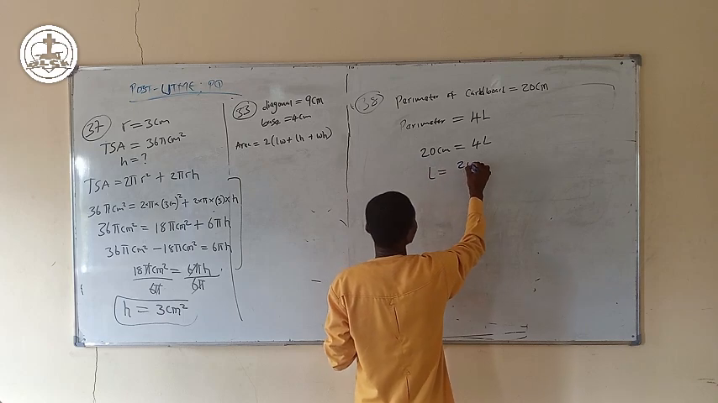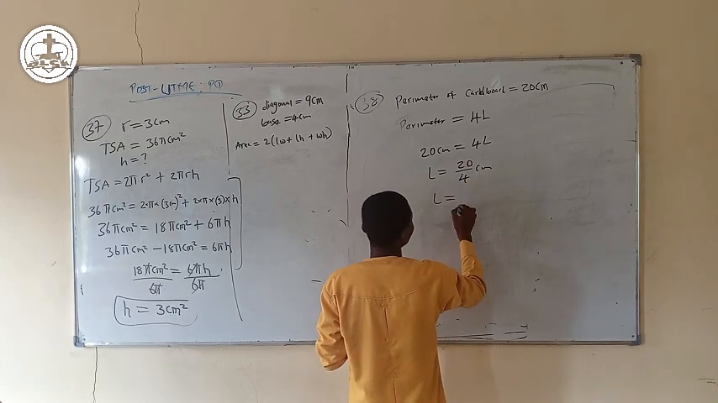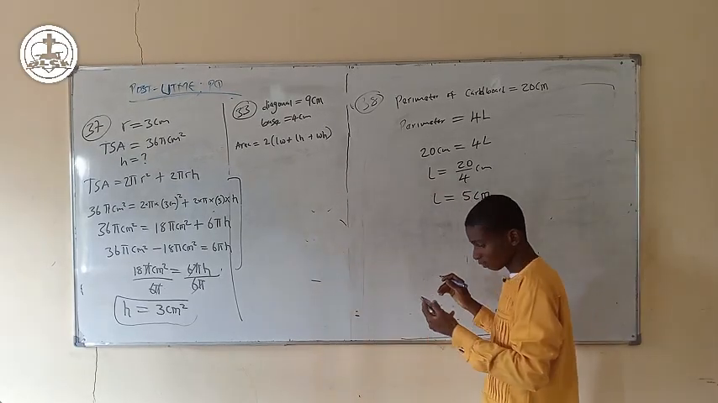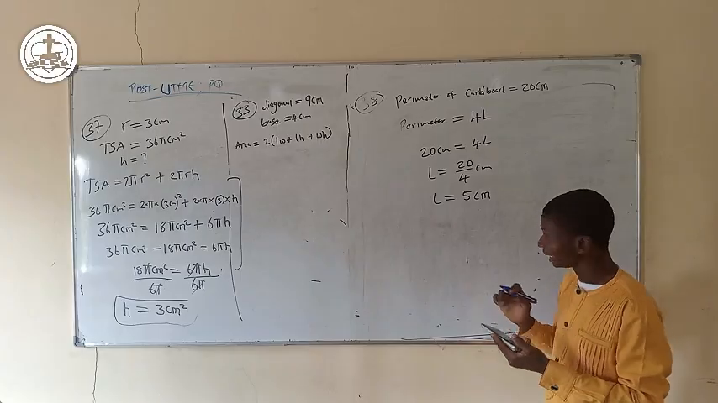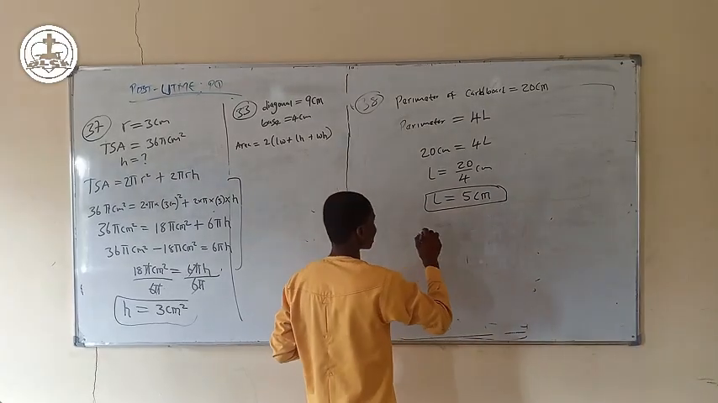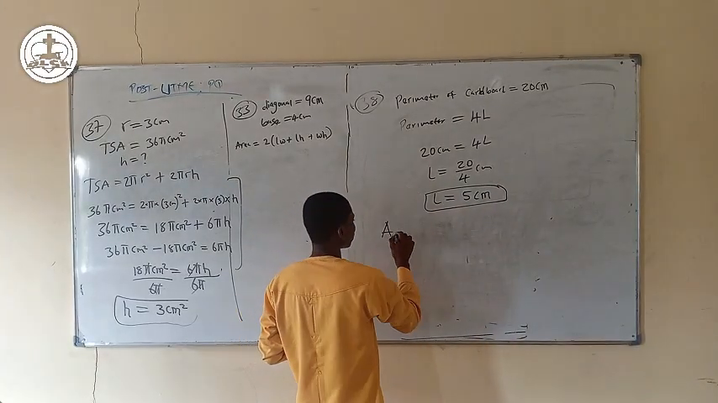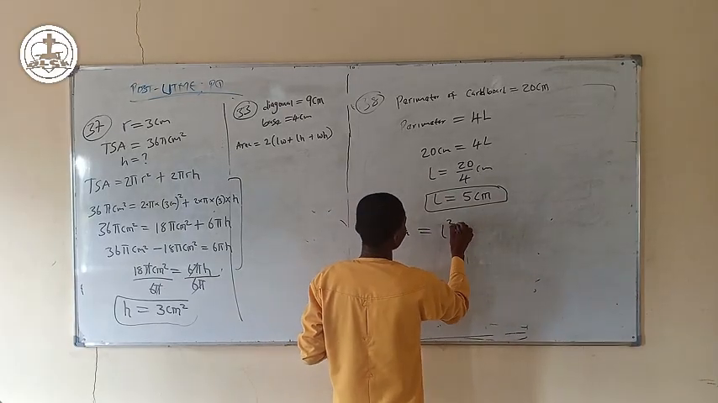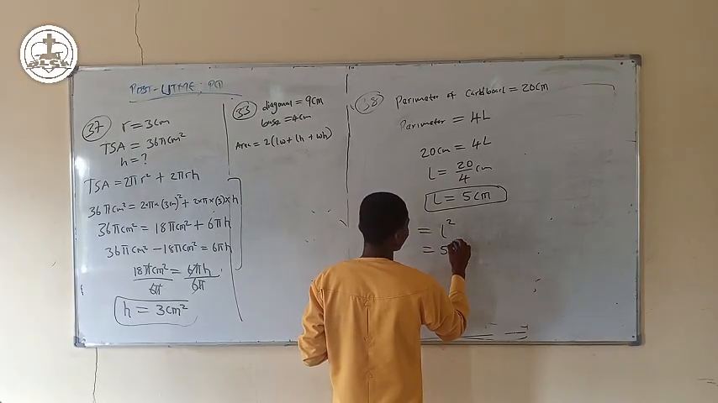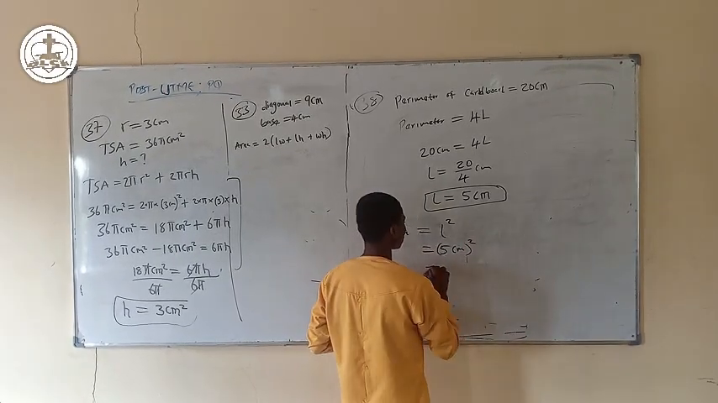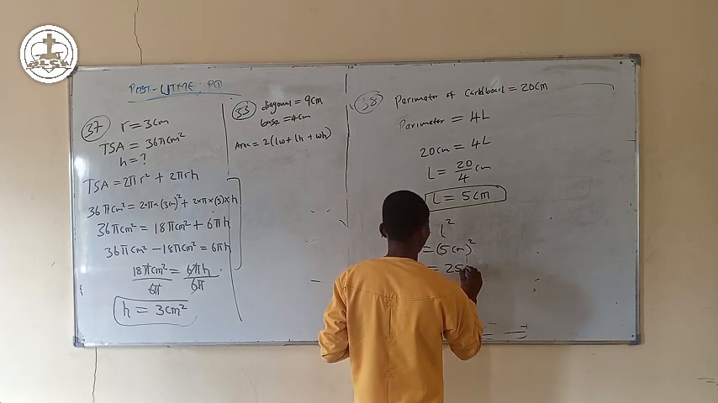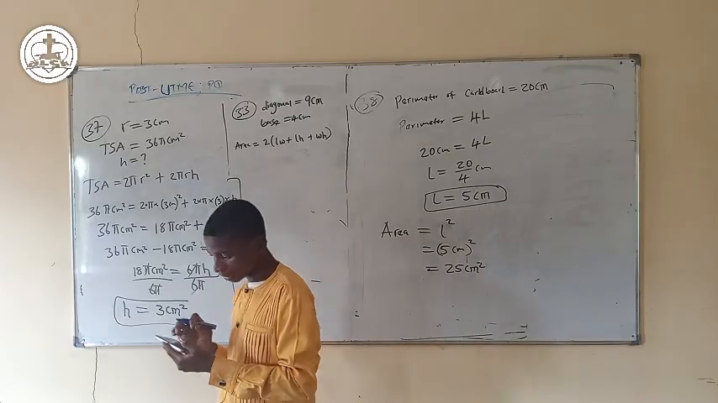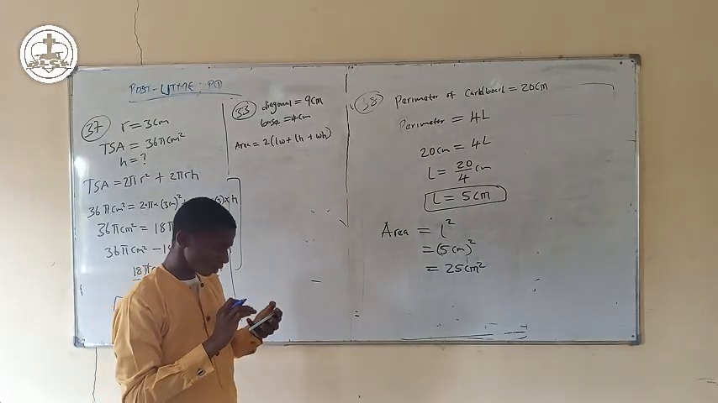So our L is going to be what? 20 divided by 4 centimeters. So the length, which is the side, is what? 5 centimeters. That's our length. They are asking us now what's the area. We have gotten the value of our sides. So the area of this square cardboard will be L squared, which is 5 centimeters squared, which is 25 centimeters squared. This is the area of the cardboard.